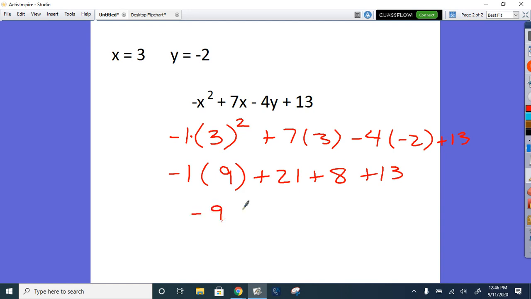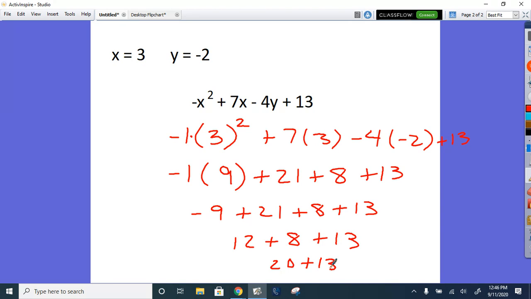I have -9 plus 21 plus 8 plus 13, and now I can just add left to right. -9 plus 21 becomes positive 12, plus 8 is 20, and then 20 plus 13 ends up becoming positive 33.